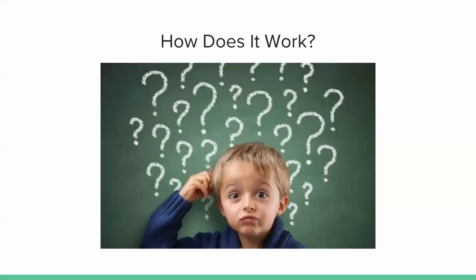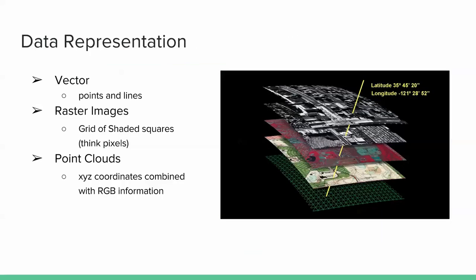Now that we have a basic understanding about what GIS is, let's explore two concepts that provide the foundation for GIS. The first is data representation. There are two main ways in which data is represented in GIS. Vector representations utilize X and Y coordinates for latitude and longitude, as well as a Z coordinate to depict elevation.